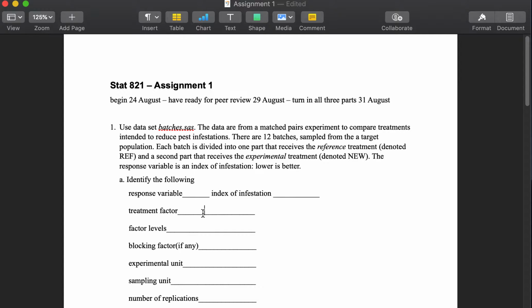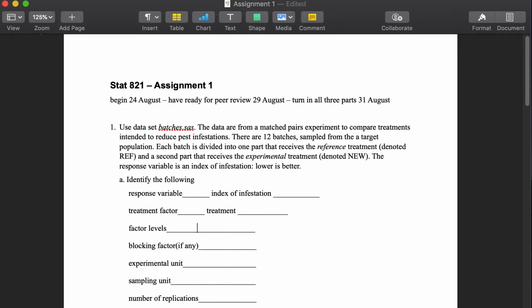The next one is treatment factor. This is the various treatments that we are comparing against each other. So in our strawberry example, we could be comparing two different fertilizers. In our case, in this example, I'm just going to put treatment. And we're going to move on to this next one. Now, treatment is kind of ambiguous, but you'll see in a second why I decided to put treatment.